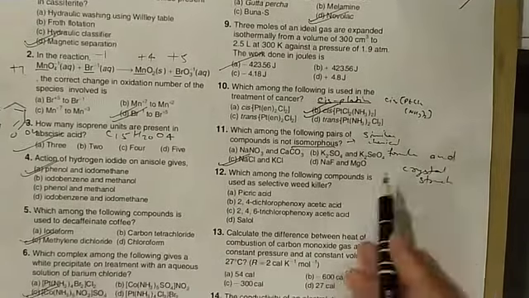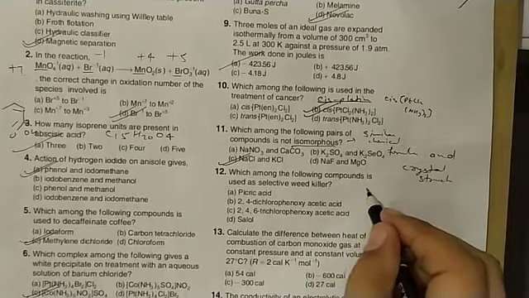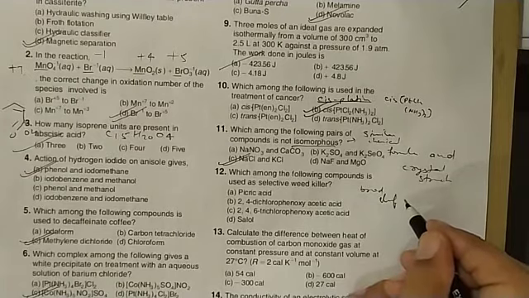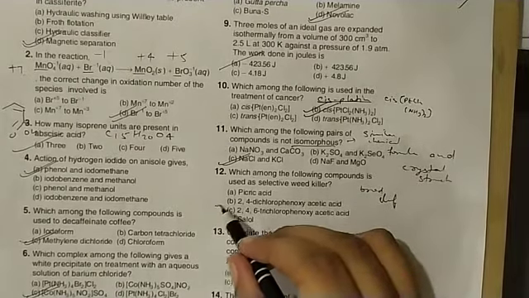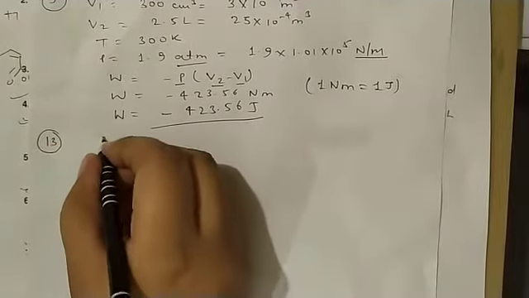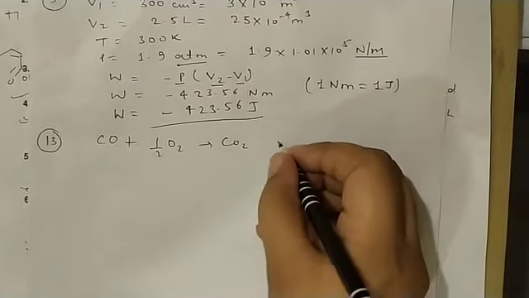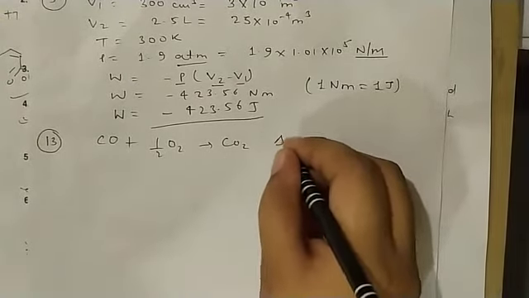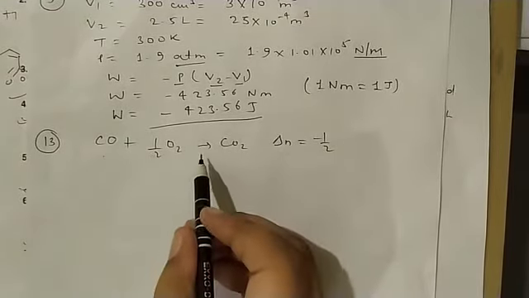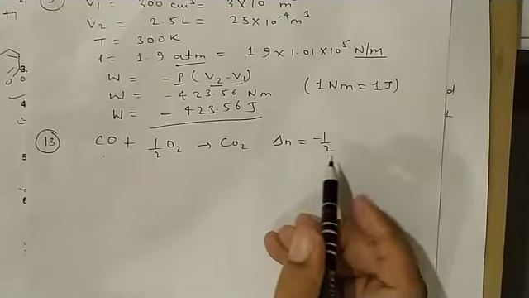Go through the equation first. Here we are talking about question number 13. Carbon monoxide reacts with half O2 to form CO2. If we talk about change in number of moles, it will be equal to 1 minus (1 plus 1/2), that is, number of moles of product minus number of moles of reactant, and delta n will be equal to minus 1/2.